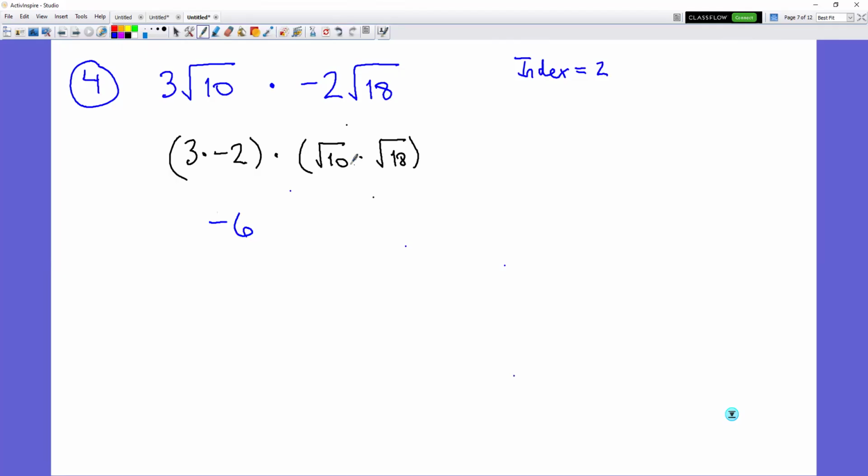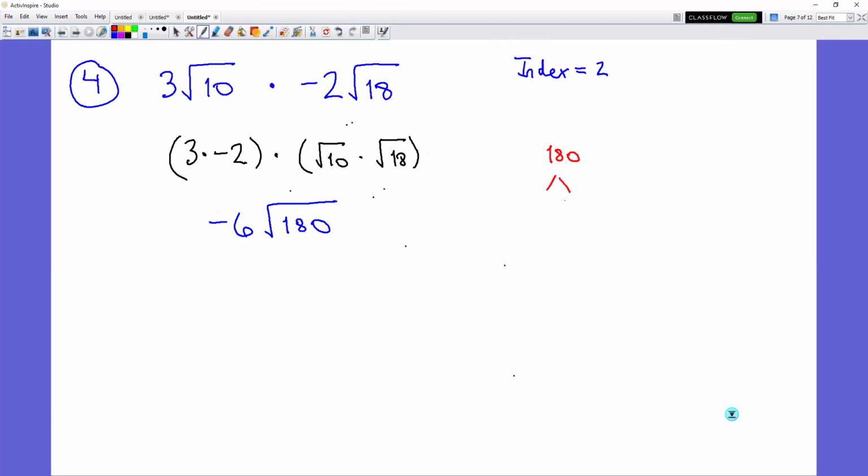Then we have the square root of 10 times the square root of 18. So that's going to leave you with a square root of 180, because 10 times 18 is 180. So now, just like before, we're just going to try to simplify the radical. So we'll just do a factor tree for 180. So let me come over here, since I got a little room, and do the factor tree for 180.